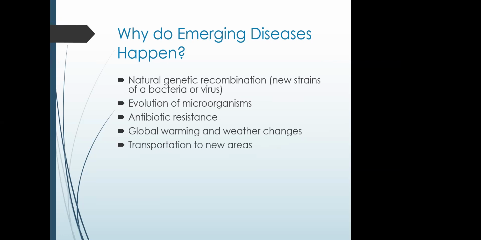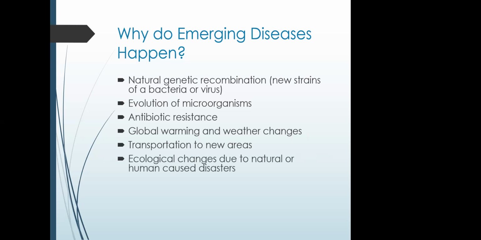Transportation to new areas. This is why Ebola found its way to America for the first time a few years back, because someone got on an airplane and they were not sick. They were not feeling bad at all. And then by the time they got here, they were symptomatic. So that was the first time that has ever happened. That's because our planes have just gotten that much faster.